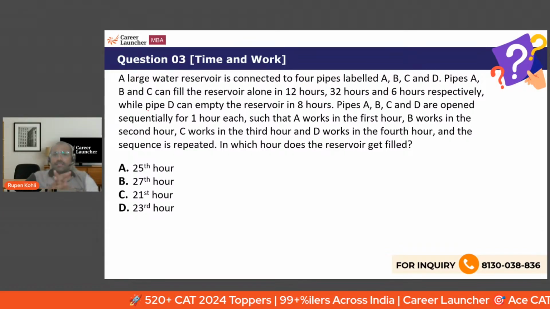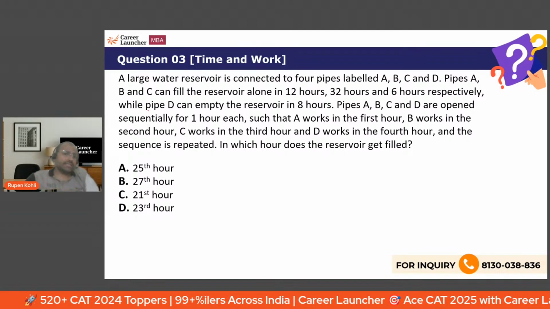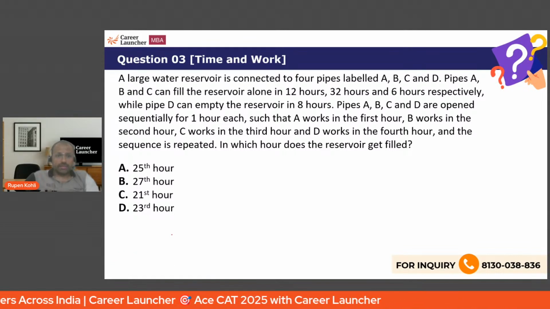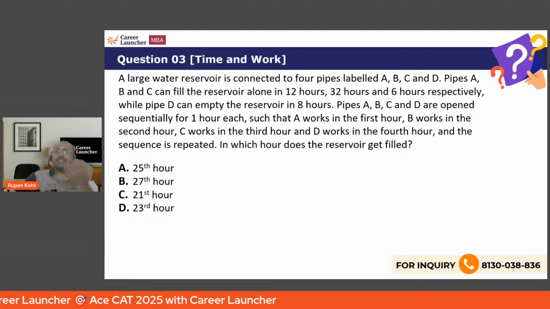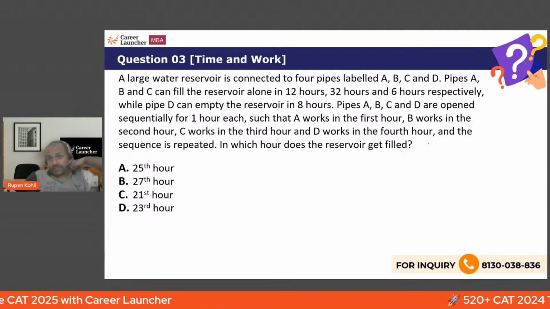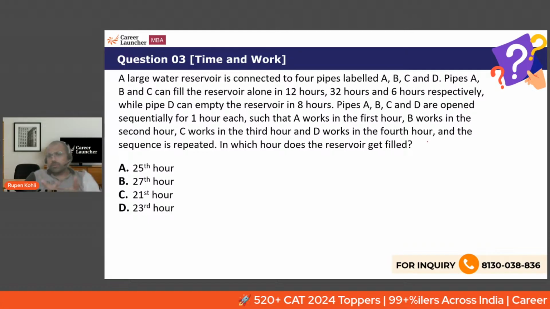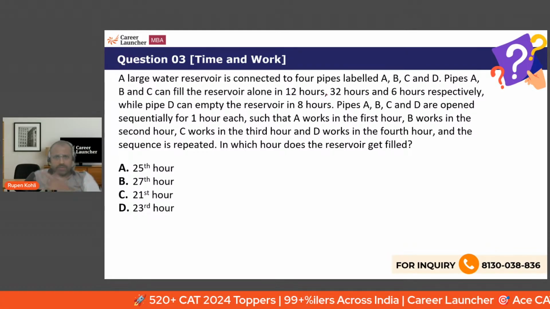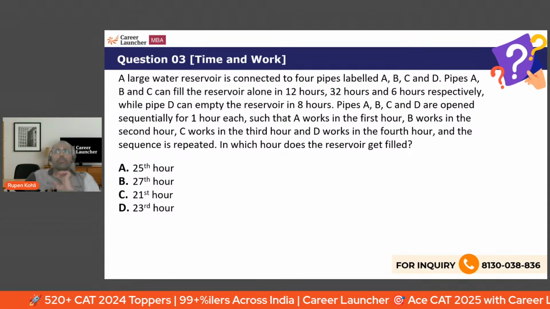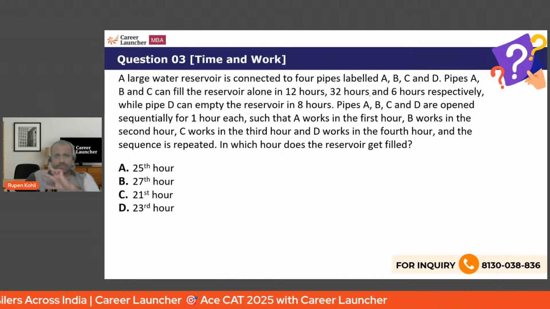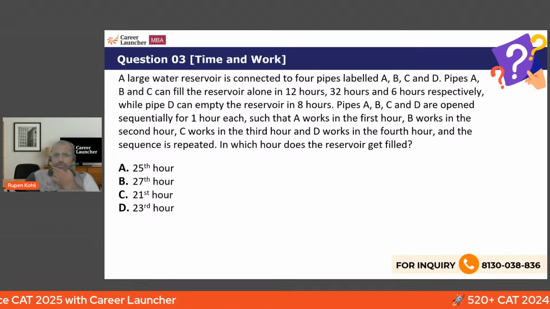Okay, so in time and work, mostly it is easy to take the LCM approach, which means that we quantify the work, in this case the capacity of the tank. In the LCM approach, we take that work to be the LCM of the time periods. What's the LCM of the given numbers, 12, 32, 6, and 8 hours? I guess 96 looks fine, 96 is a common multiple of all of these.